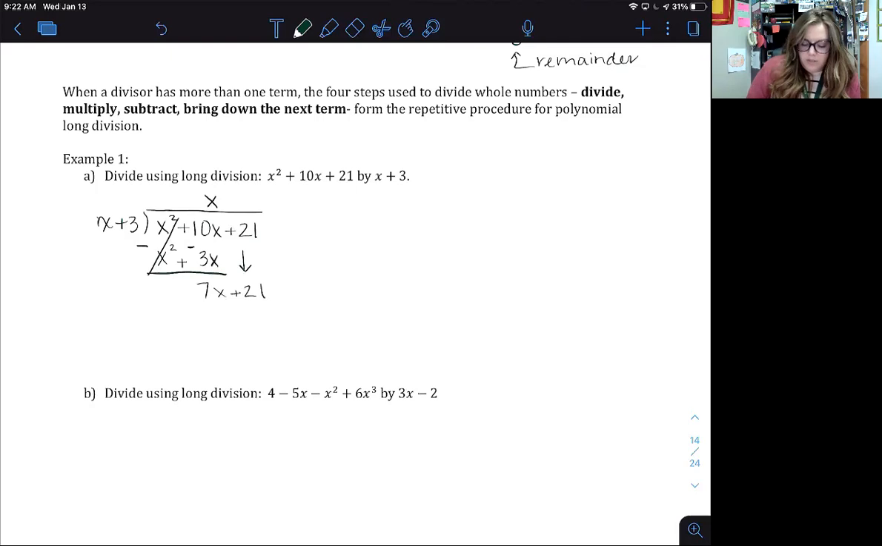Now repeat. So 7x divided by x is 7. And then multiply. So we're going to take 7 times x, which gives us 7x. And 7 times 3 is 21. Subtract. Everything cancels. So our remainder is 0. So our answer is just x plus 7.